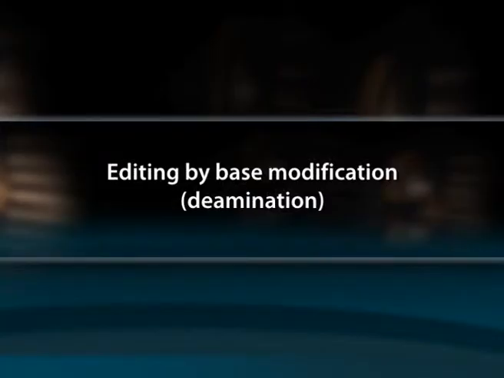Editing by base modification, that is deamination. Deamination includes two types of modifications, such as cytidine to uridine and adenosine to inosine deaminations, as well as non-templated nucleotide additions and insertions. Cytidine to uridine, or C to U editing.